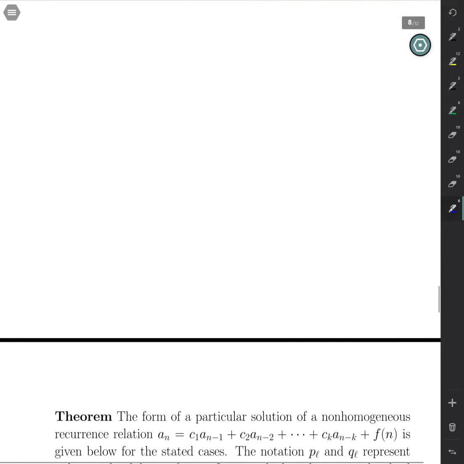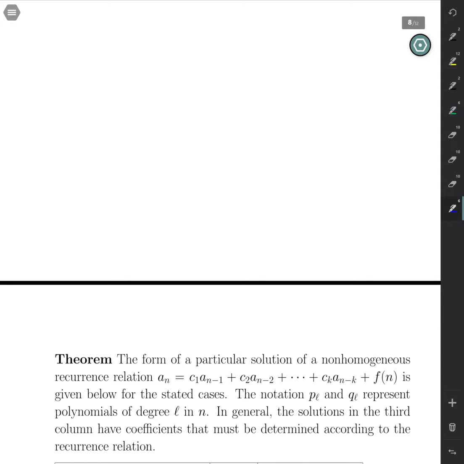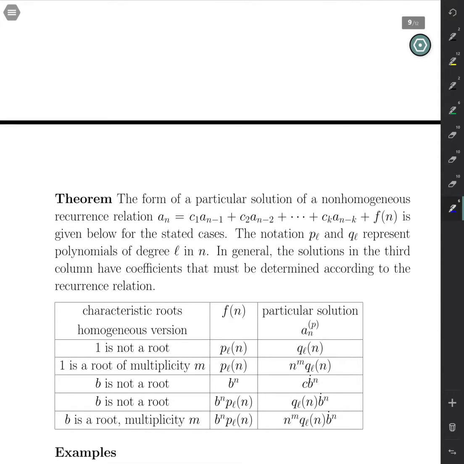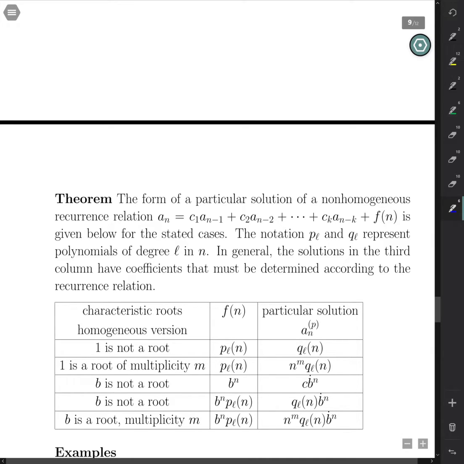Now I'm going to scroll down here to a summary of the different types of non-homogeneous pieces that you'll be looking for, the particular solutions. So the theorem here summarizes some of the things we've been saying as well. The form of a particular solution of a non-homogeneous recurrence relation, a sub n equals c1 a sub n minus 1 plus c2 a sub n minus 2, etc., out to ck a sub n minus k plus the non-homogeneous part right there, is given below for the stated cases, and so I'll summarize them in a table.